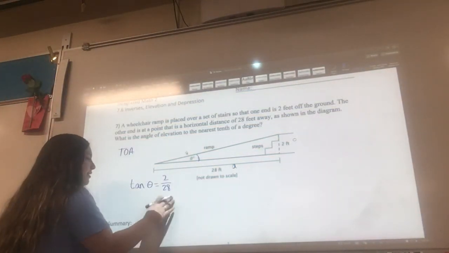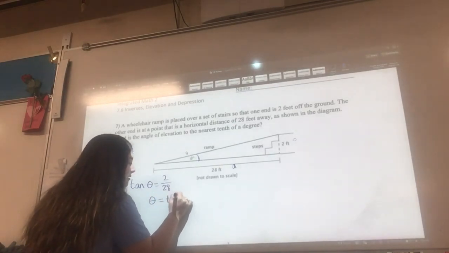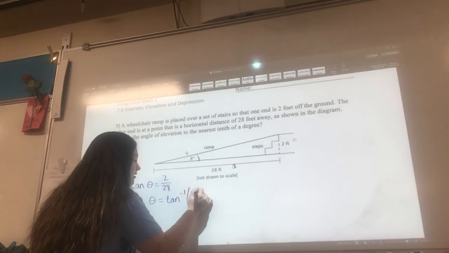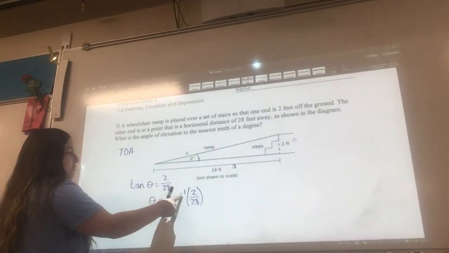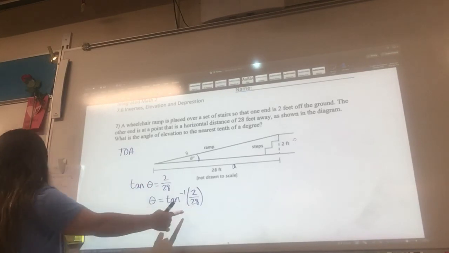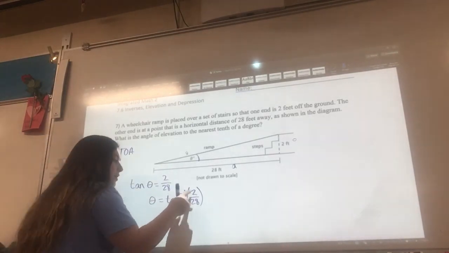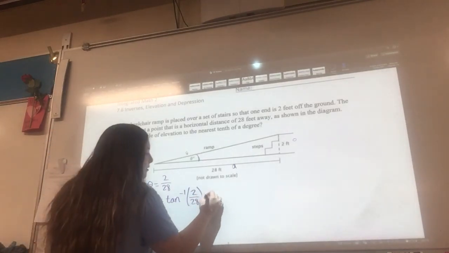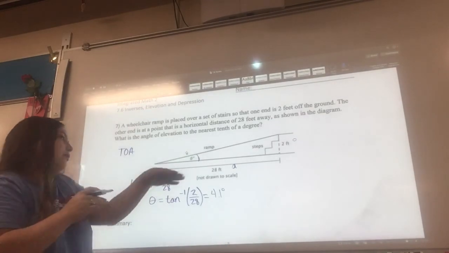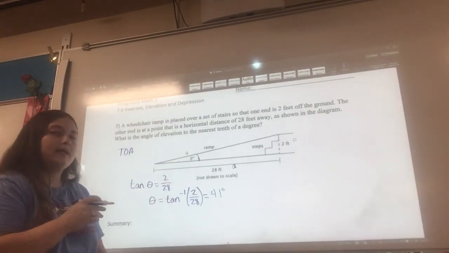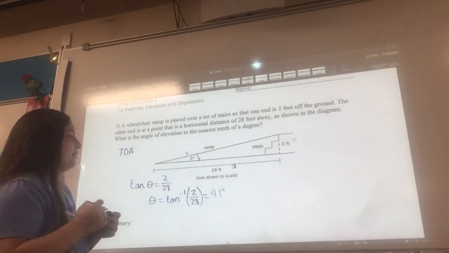So, looking at our theta equals tangent inverse of 2/28. Again, just because it's theta, it's tan inverse of what it's equal to. You plug it in your calculator, second tangent, 2/28, and it equals 4.1 degrees. And that kind of makes sense. You really don't want to go up a ramp at like 20 degrees. You're not going to go very far. But 4.1 degree angle of elevation.